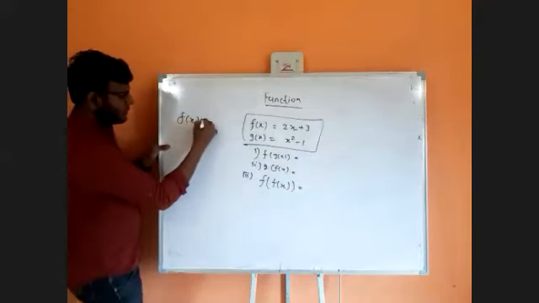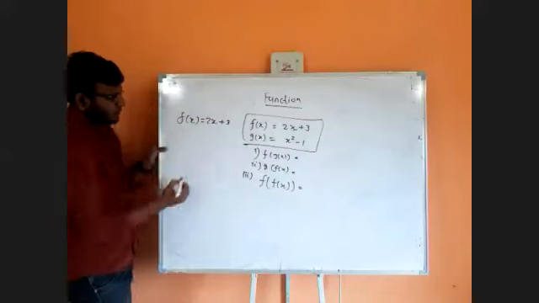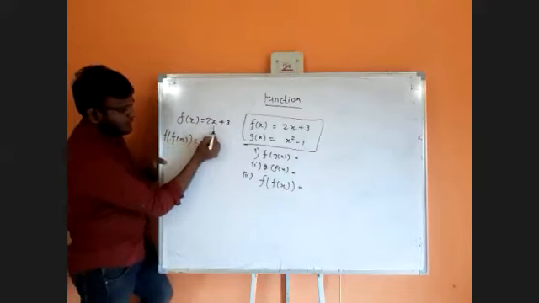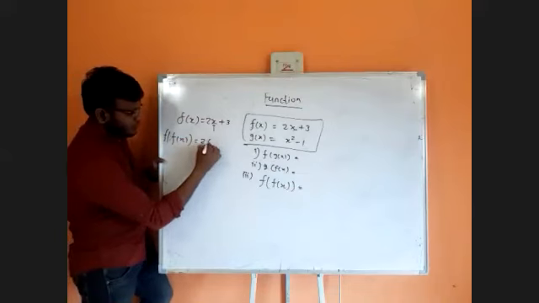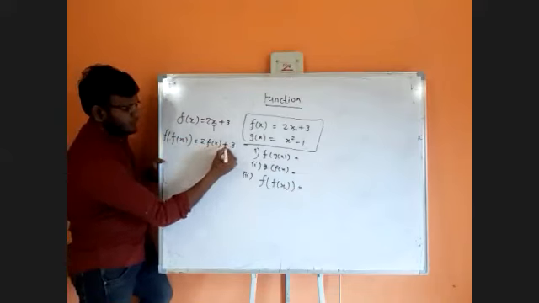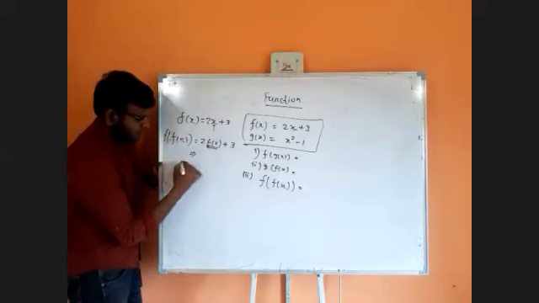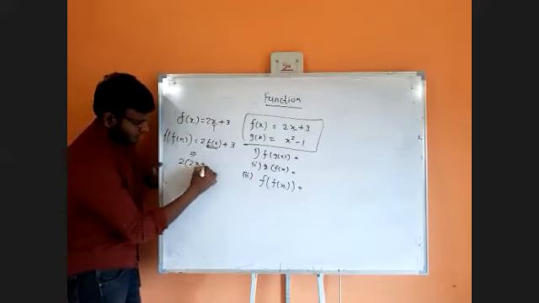So f of x is equal to 2x plus 3. So f of f of x will simply say wherever there is x, replace it by f of x. So 2 times f of x plus 3. And what is f of x? f of x is again 2x plus 3. So it is 2 into 2x plus 3, plus 3. You understood what I did?